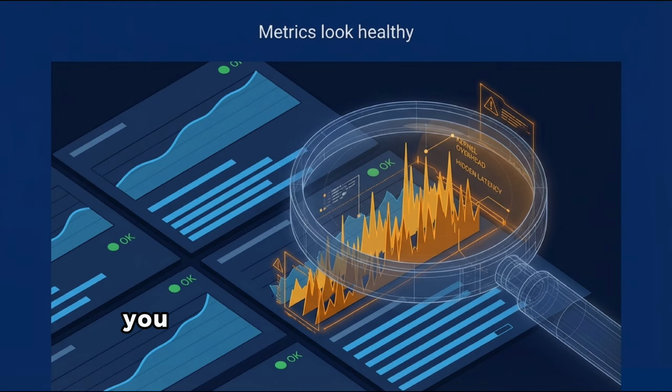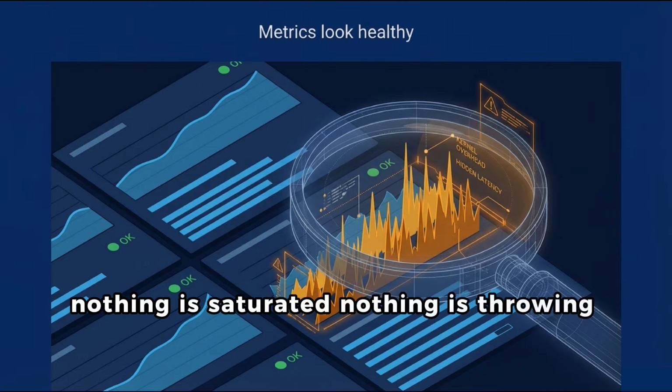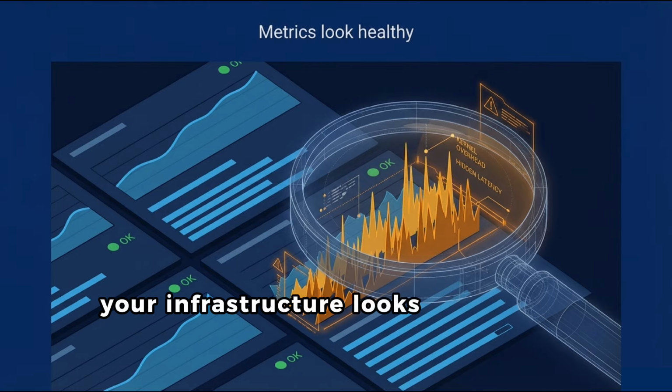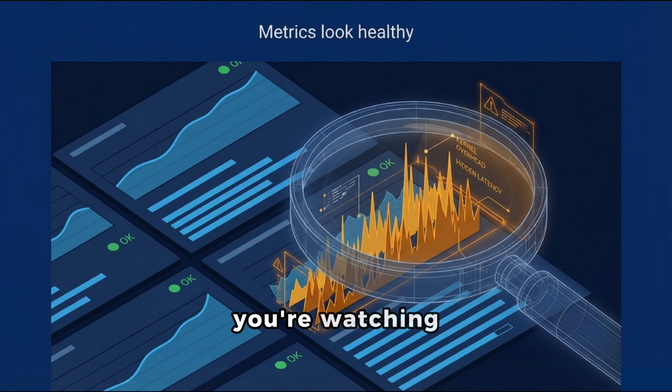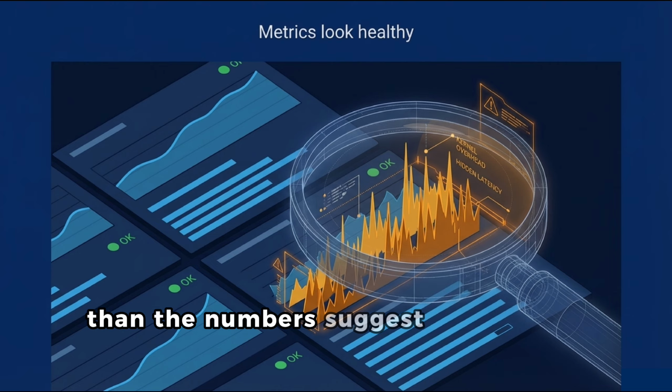Still slower. You go through every component. Every one of them has headroom. Nothing is saturated. Nothing is throwing errors. Your infrastructure looks healthy by every measure you're watching. But the system is slower at 10 times the load than the numbers suggest it should be.